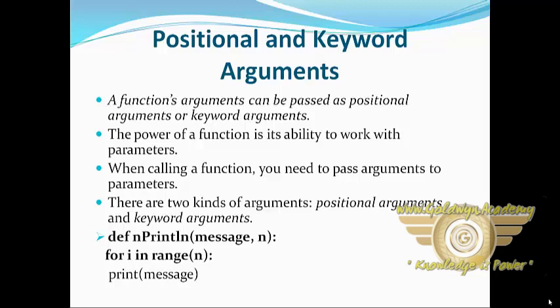Using positional arguments requires that the arguments be passed in the same order as their respective parameters in the function header. For example, def nPrintln(message, n), and for i in range(n), print the message. The following function prints a message n times.